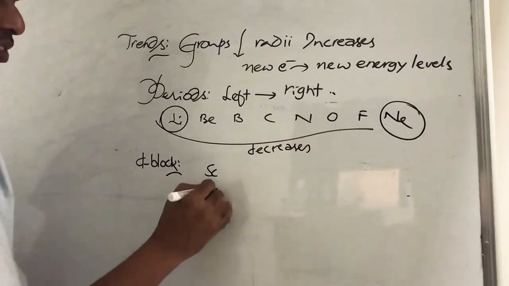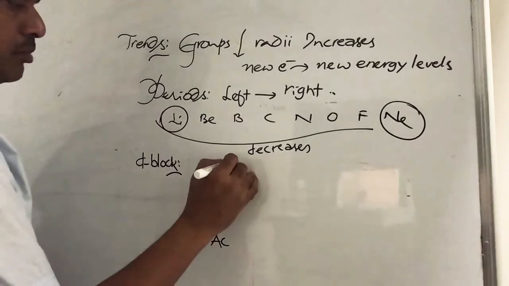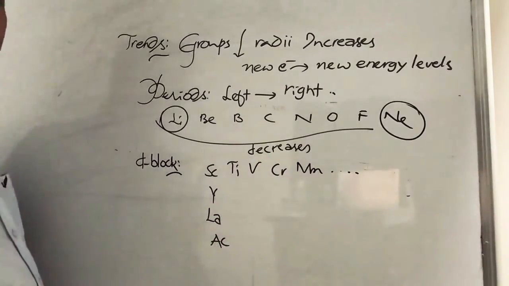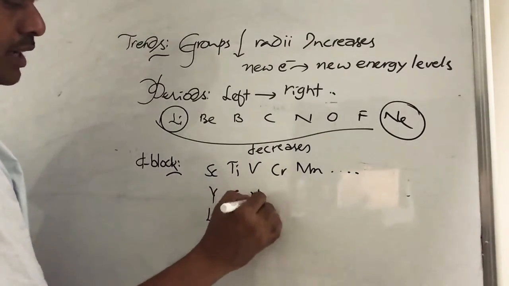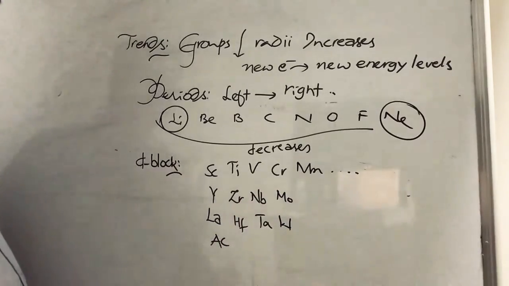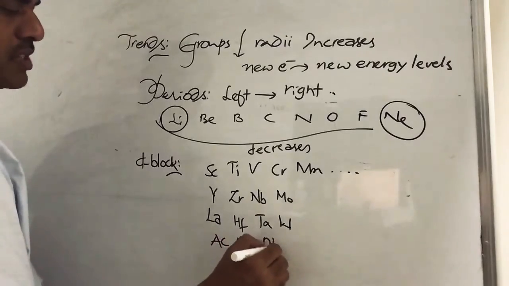Scandium, yttrium, lanthanum, actinium, titanium, vanadium, chromium, manganese, and so on. We don't need all those. Zirconium, hafnium, niobium, tantalum, chromium, molybdenum, tungsten, like this. Okay, then there are elements like rutherfordium, dubnium, seaborgium, like this.